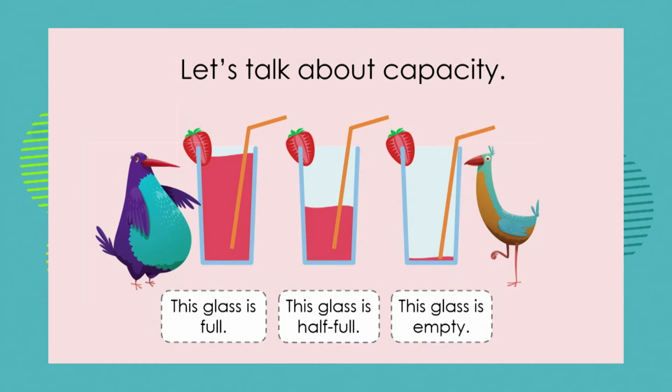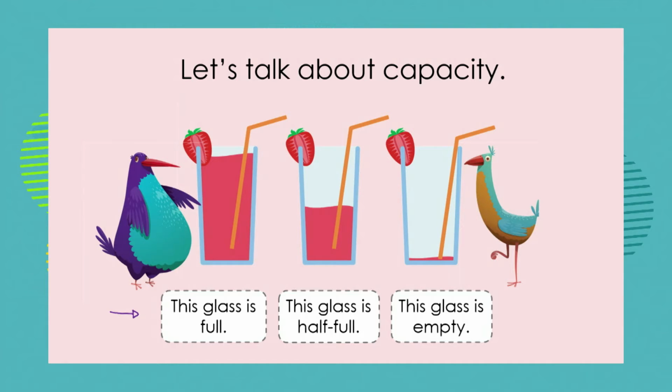Let's talk about capacity. There are some words that we use when talking about capacity. These words are overflowing, full, half full, and empty. If we look at the picture examples over here, let's use those words. Please read with me, grade ones.